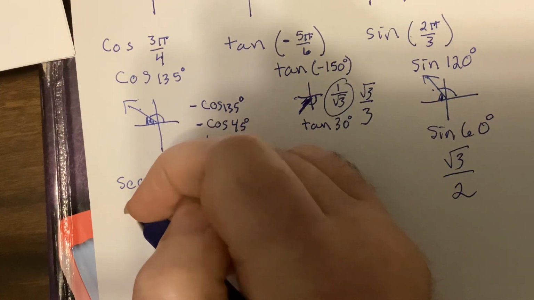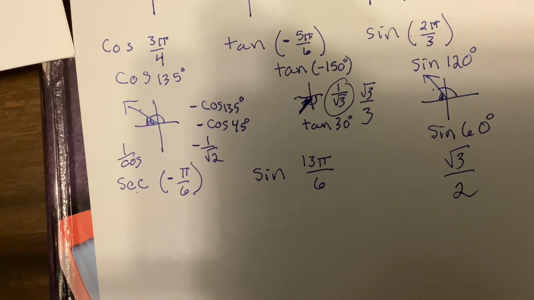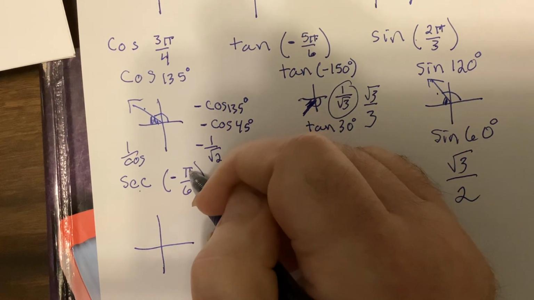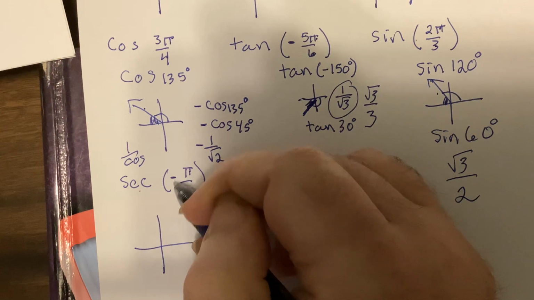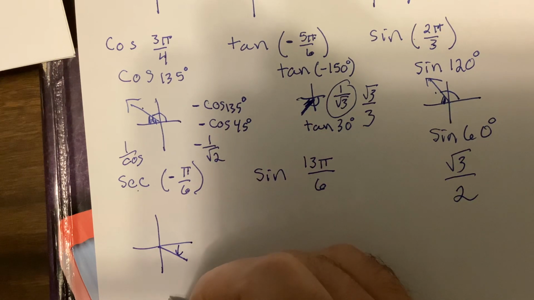Secant is the reciprocal of cosine. So we could just find cosine and then take a reciprocal or flip it. So let's see what we have here. 180 is pi divided by 6 is 30. A -30 would be right here. In the fourth quadrant, cosine is positive, so secant is positive. So we'd have secant of 30 degrees. Now, cosine of 30 is a half, so secant of 30 would be 2.